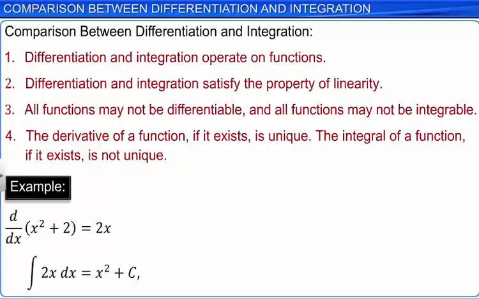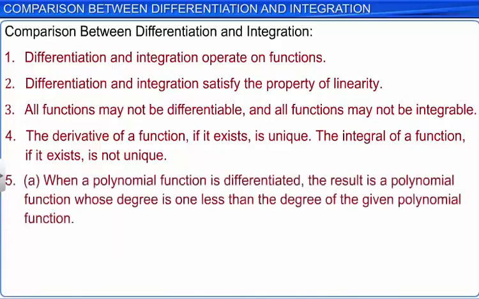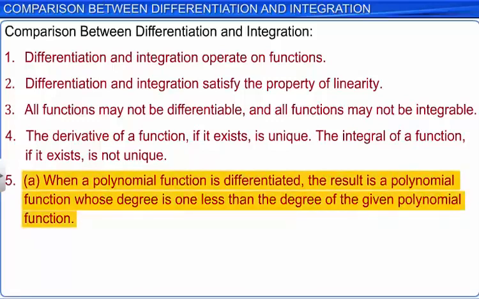Another difference between differentiation and integration is that when a polynomial function is differentiated, the result is a polynomial function whose degree is 1 less than the degree of the original polynomial function. On the other hand, when a polynomial function is integrated, then the result is a polynomial function whose degree is 1 more than the degree of the original polynomial function.